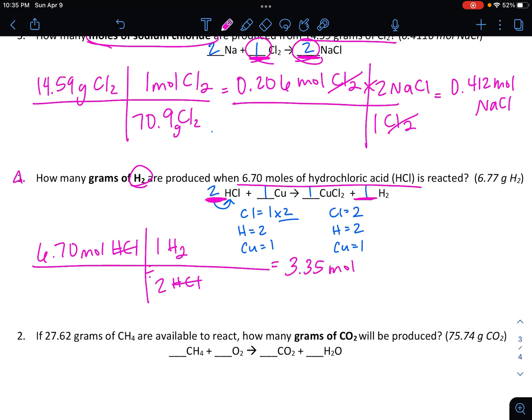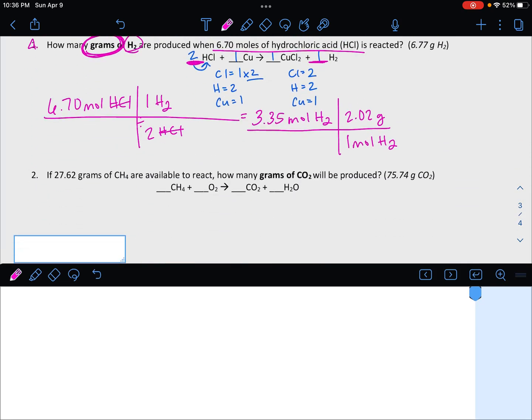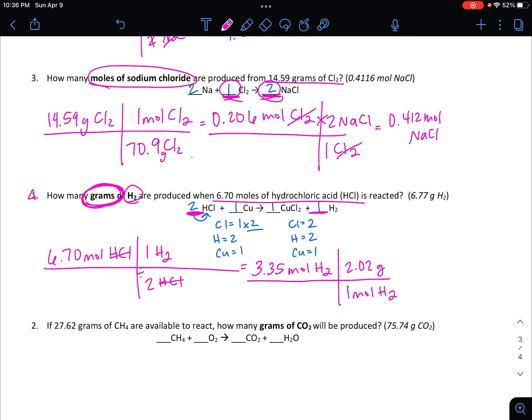So I have 3.35 moles of hydrogen, but the question is asking for grams. So I have to go one more step and convert my moles to grams. So I found my hydrogen mass was 1.01, but since hydrogen is diatomic, H2, I'm going to add 2 hydrogens up together. And then when I multiply across the top, I get 6.77 grams of hydrogen.